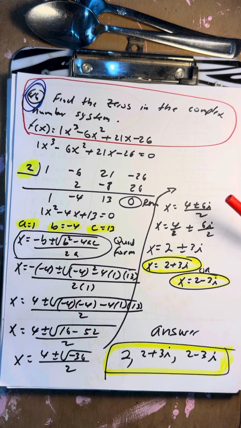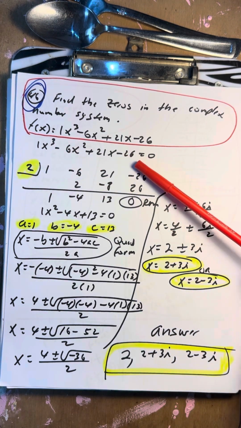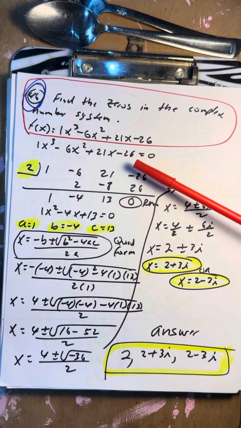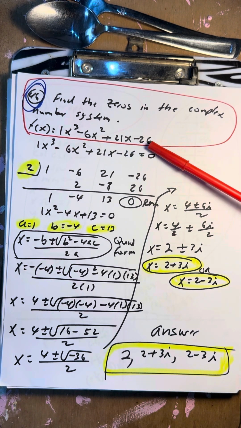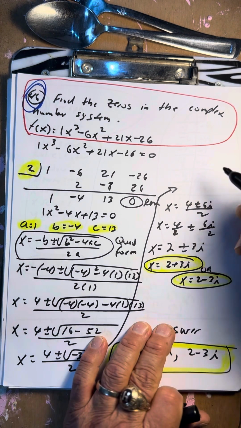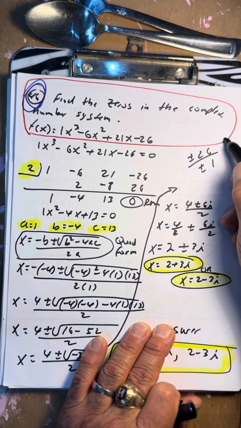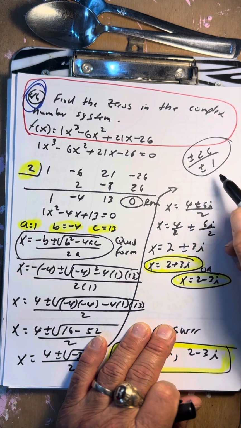Find the zeros in the complex numbers. I mean, we might get those i's here, complex numbers. And I look at the first and last numbers. I see that 26 could be plus or minus 26, plus or minus 13, plus or minus 2. There's a whole bunch of possible answers, but I'm going to try the 2. Plus or minus 26 over plus or minus 1, and from there you get all the possible variations.